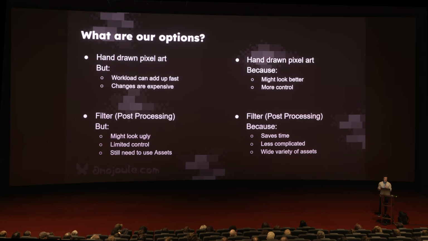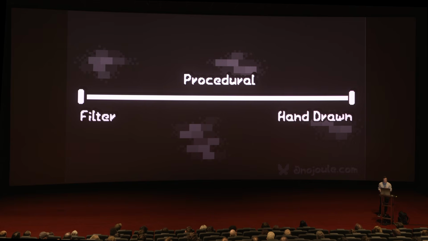And where does the procedural approach fit in? I mean, it's all arranged, like the post-processing filter. It can be seen as procedural as well. So my approach is somewhere in the middle. So use hand-drawn sprites and use multiple shaders for different types of effects. So it lies in between.